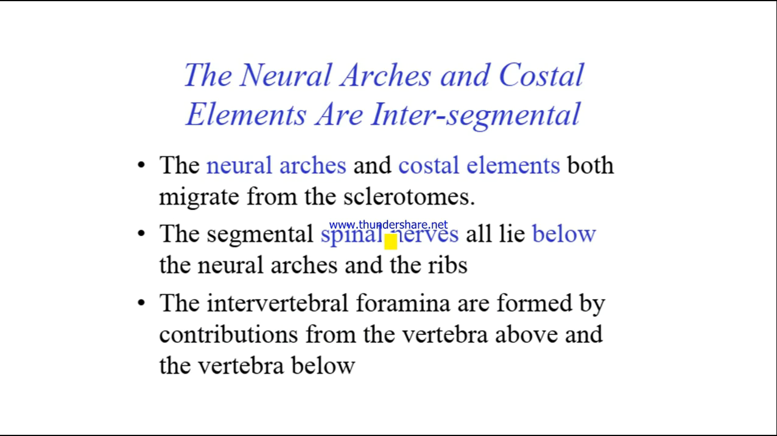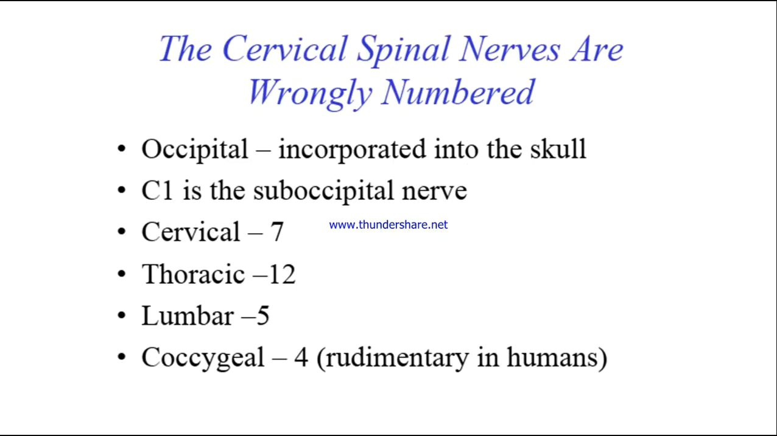The neural arches and the costal elements are intersegmental, and both migrate from the skeletomes. The segmental spinal nerves all lie below the neural arches and the ribs, and the intervertebral foramina are formed by contributions from the vertebra above and the vertebra below, as we've started to look at in our other clinical anatomy lectures on the musculoskeletal system.